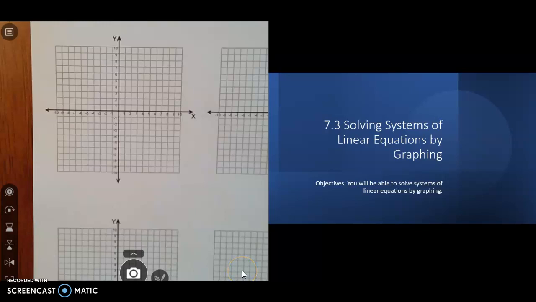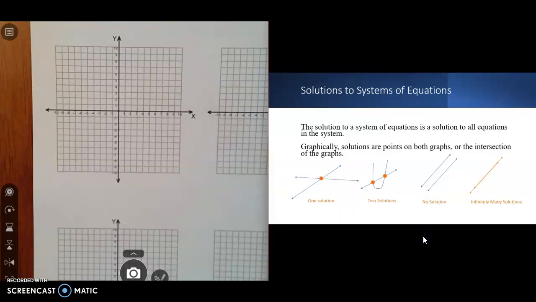Welcome to section 7.3, solving systems of linear equations by graphing. Hopefully by the end of this, you will be able to solve systems of linear equations by graphing. So what is a system of linear equations?